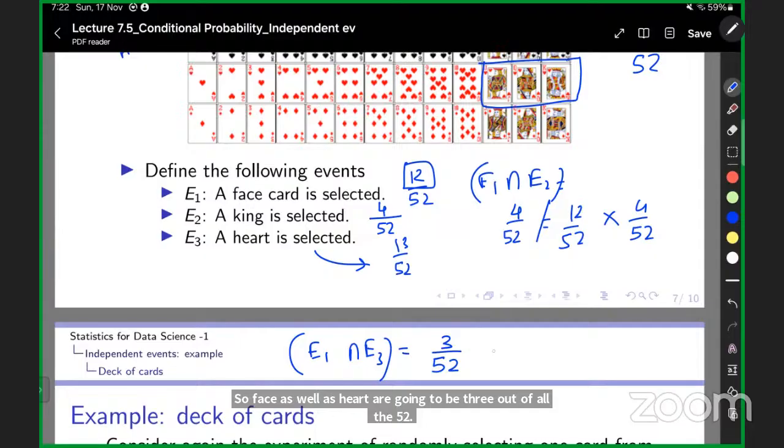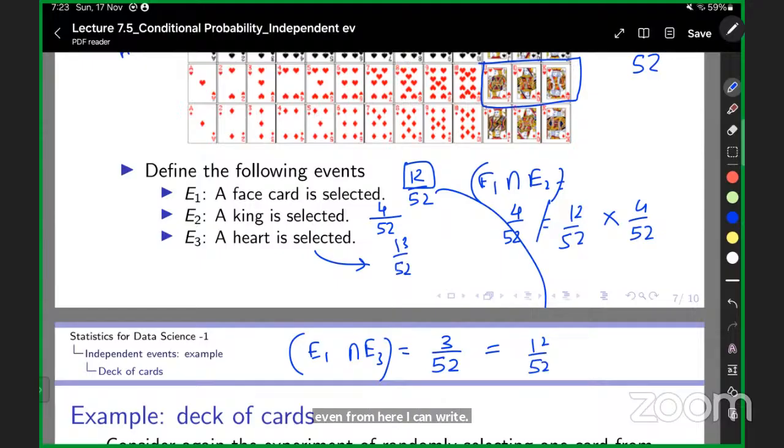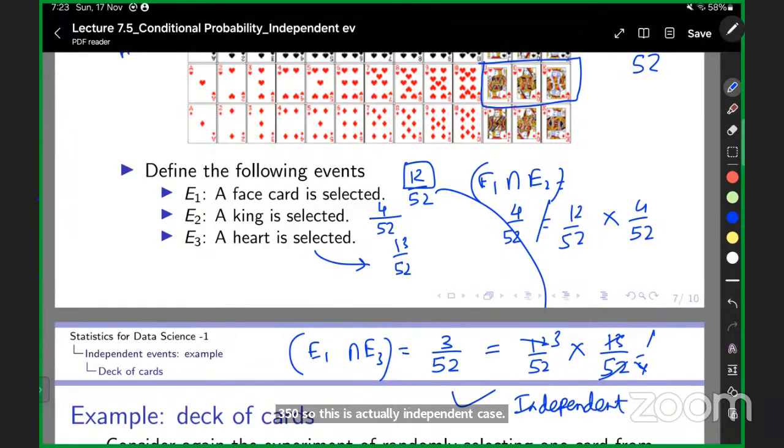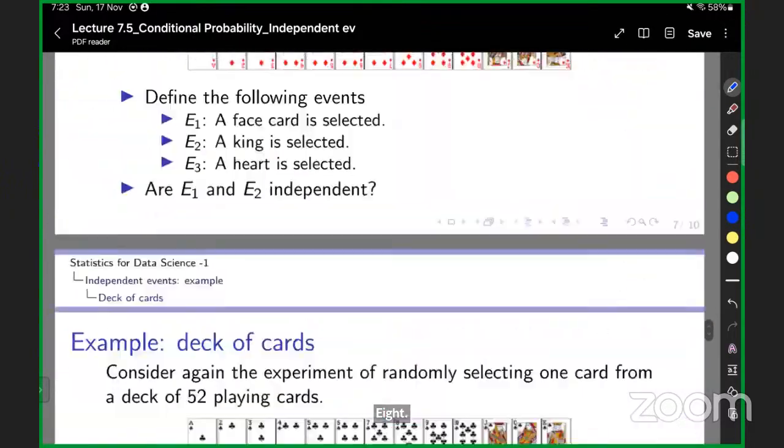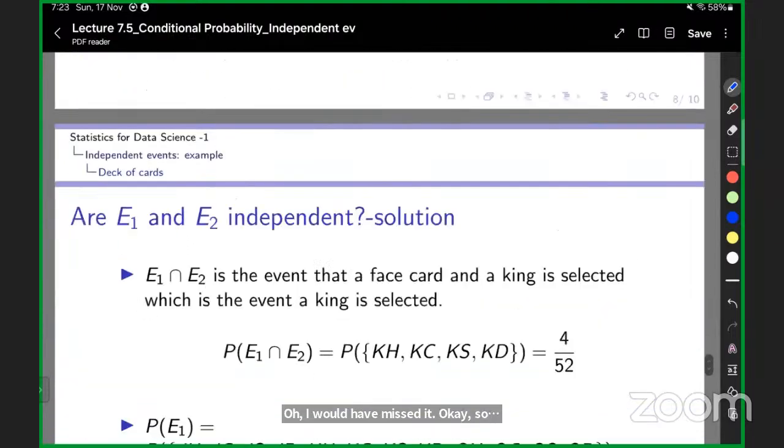And P of E1, from here I can write 12 by 52, and I have to write P of E3 which is 13 by 52, and they don't look equal to me at first, but they are, 3 out of 52. So this is actually an independent case. I would have missed it. Okay, so E1 and E3 are independent, but E1 and E2 are not independent.